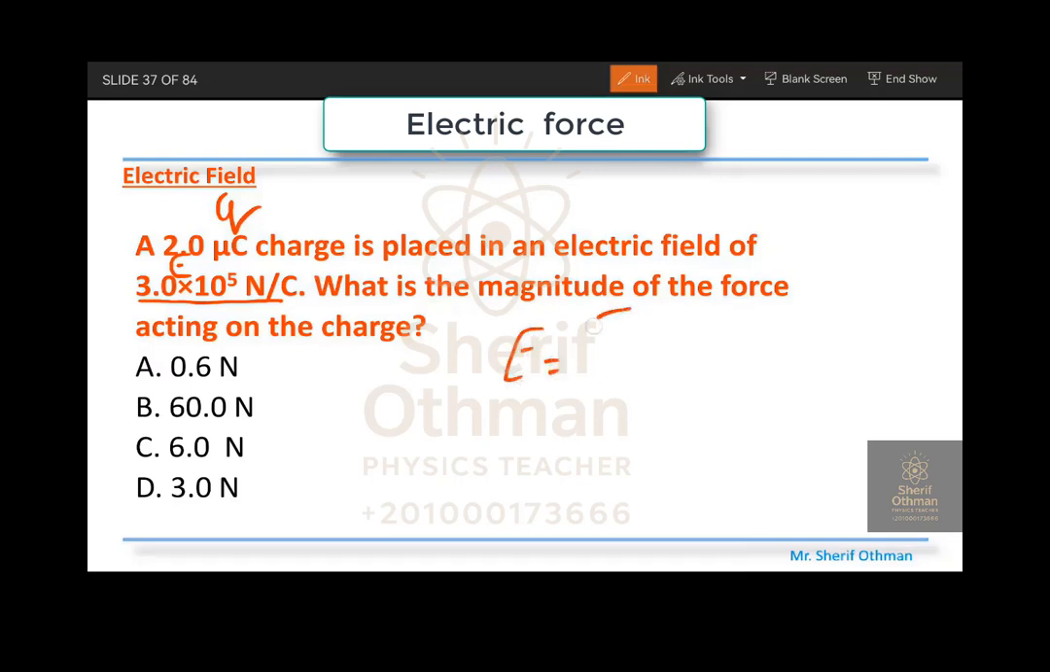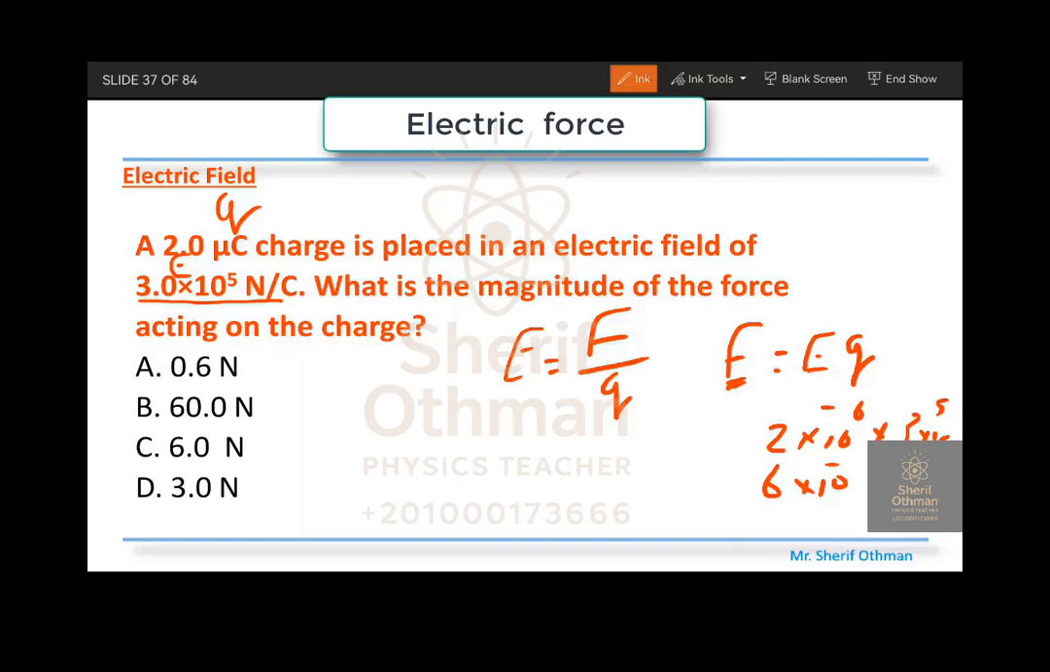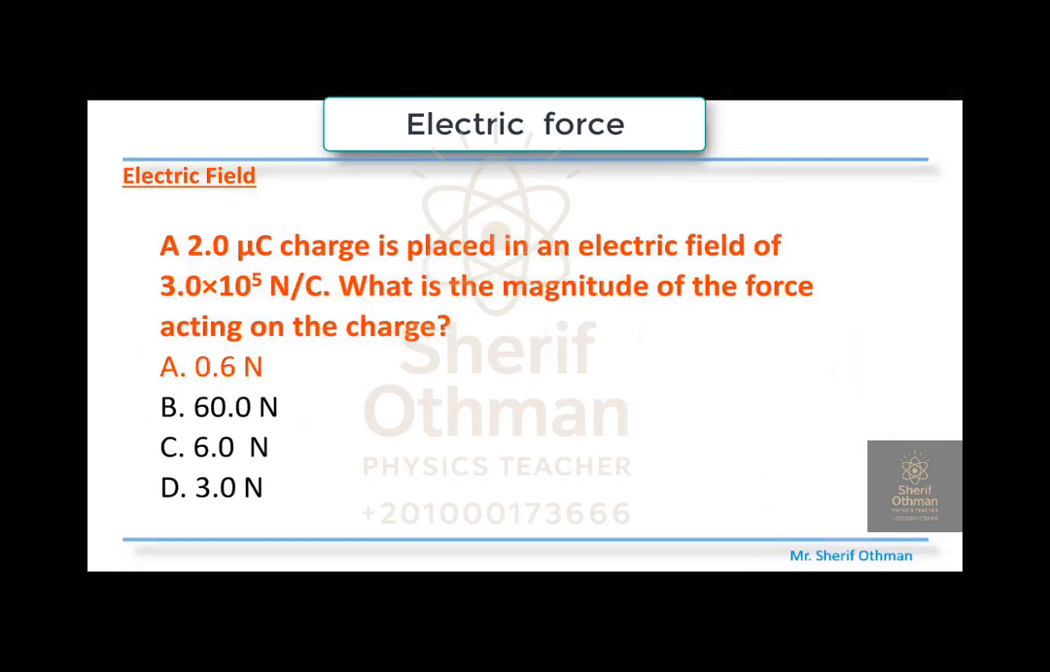E equals F over Q. So F is equal to EQ. So 2 times 10 to the power negative 6 multiplied by 3 times 10 to the power 5. So it will be 6 times 10 to the power negative 1. It will be 0.6, guys. So as we said, guys, the answer is 0.6 Newton.